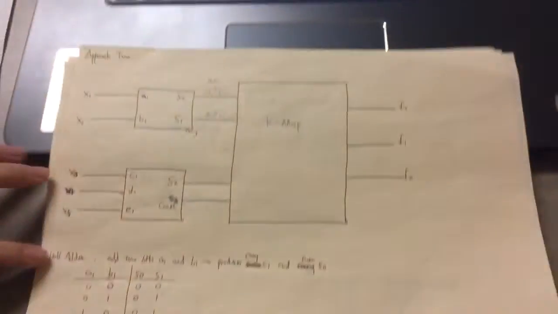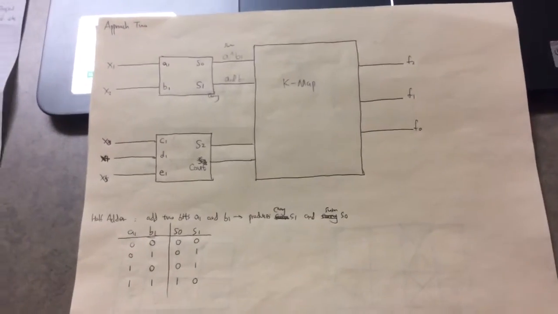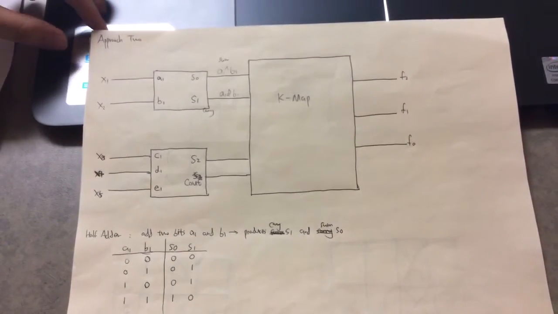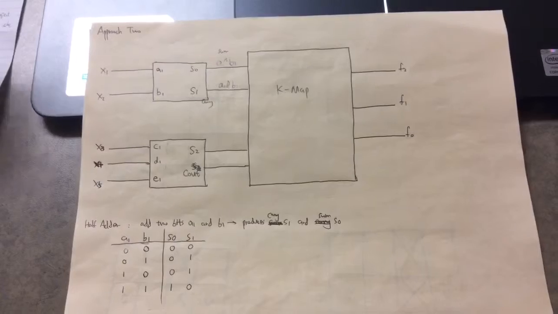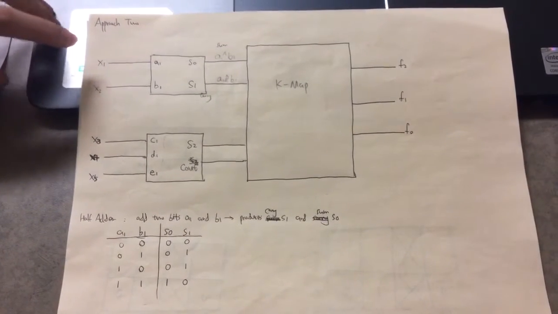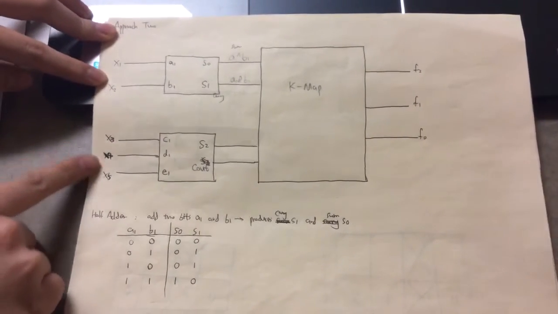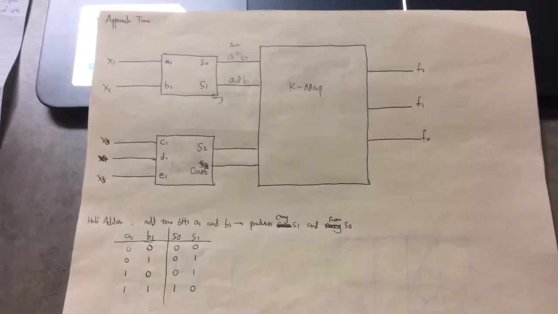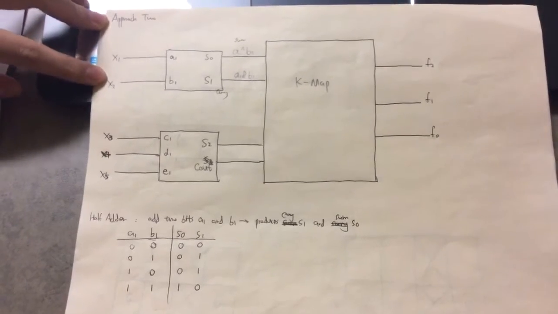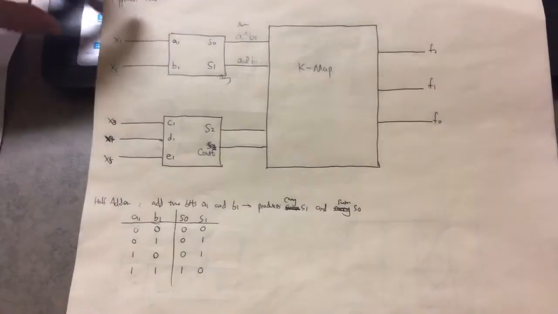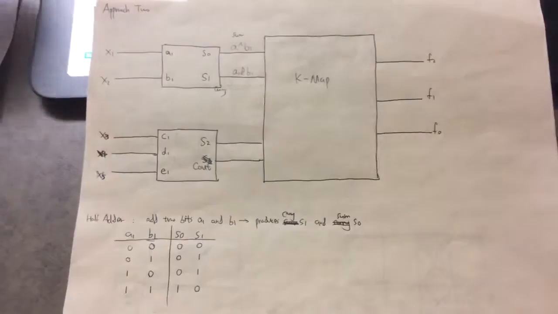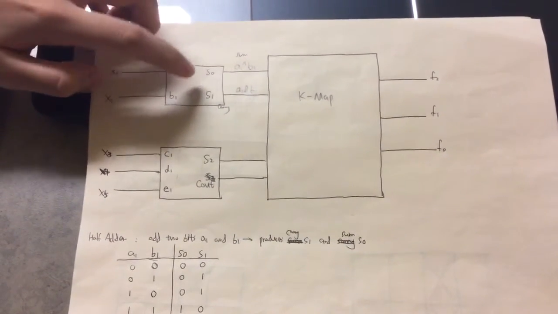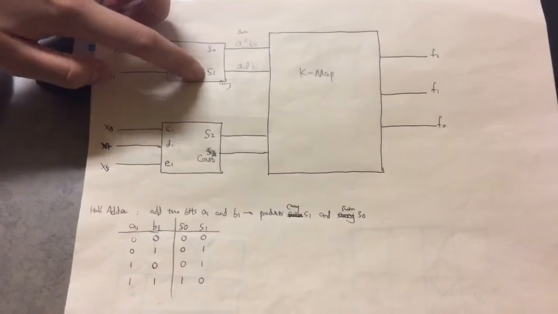So here is approach 2. I use the hierarchical implementation. I split up the set of 5 switches into a set of 2 and a set of 3 switches to make it easier. And for x1 and x2, it's actually a simple half adder, and I can get a sum S0 and a carry S1.